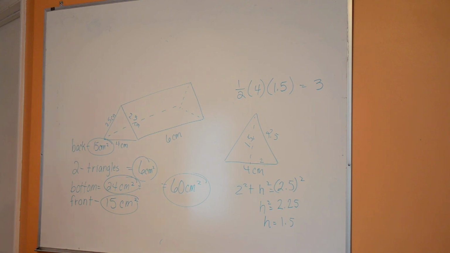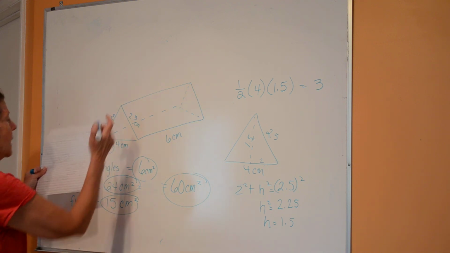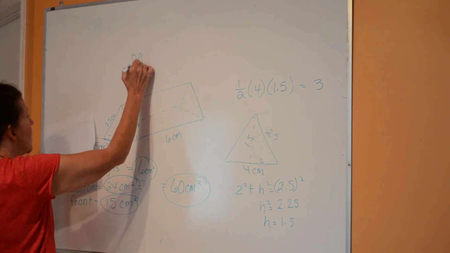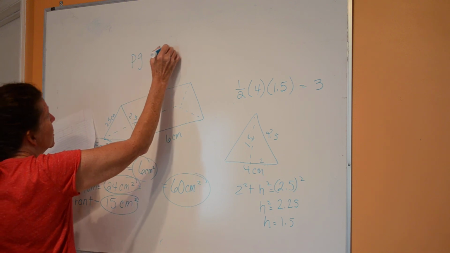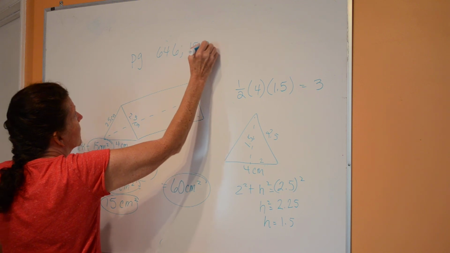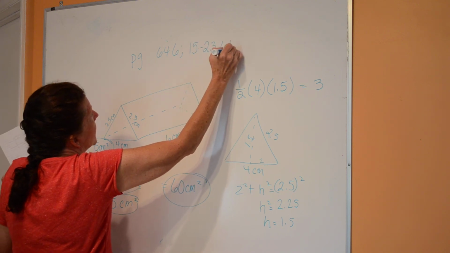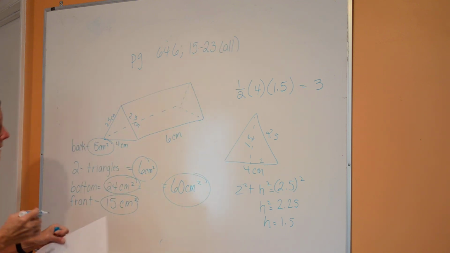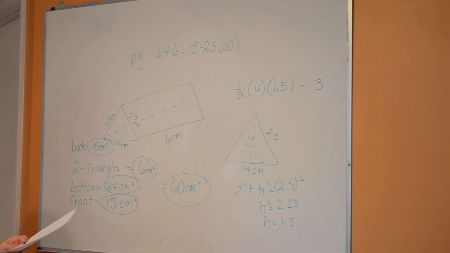All right, this is what your homework is going to be. Not too bad. You don't have to do the net drawing unless you particularly want to do it that way. So even if the instructions say do the net drawing, you don't have to. You can just find the total surface area. All right, page 646, 15 through 23 all.